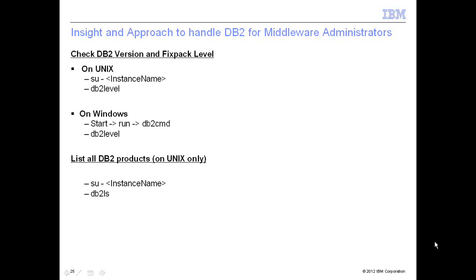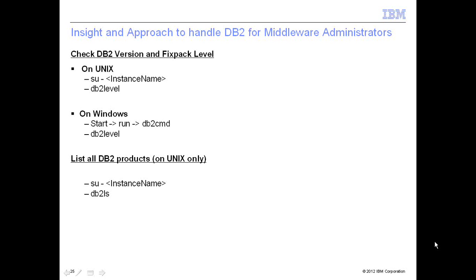Moving on to slide number 25. This is for middleware administrators. These could be WebSphere administrators, WebLogic administrators, Java, ABAP, maybe Apache, HTTP, all these categories of administrators, we call them middleware administrators. Many times we see that they need to know what DB2 version and fix pack level is installed, and just to know this information they may wait for a DBA to come. To avoid that lag, we can just pass on this information to them.